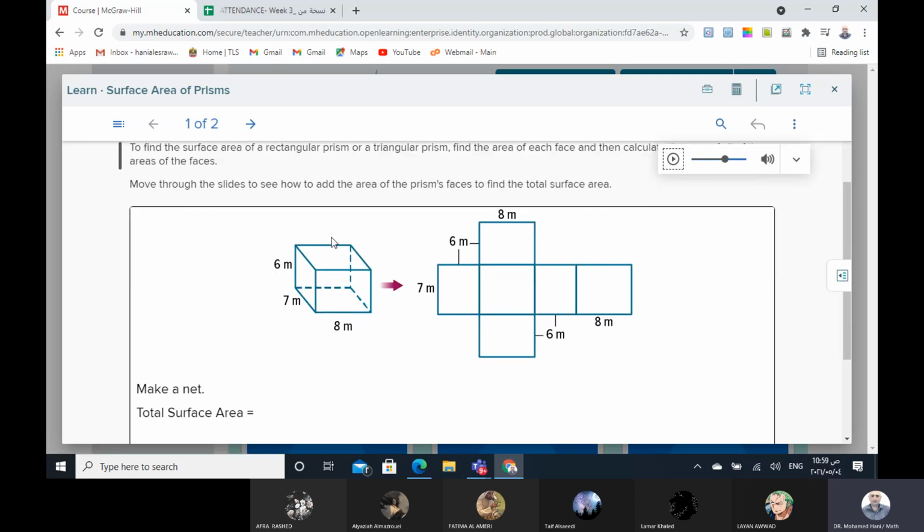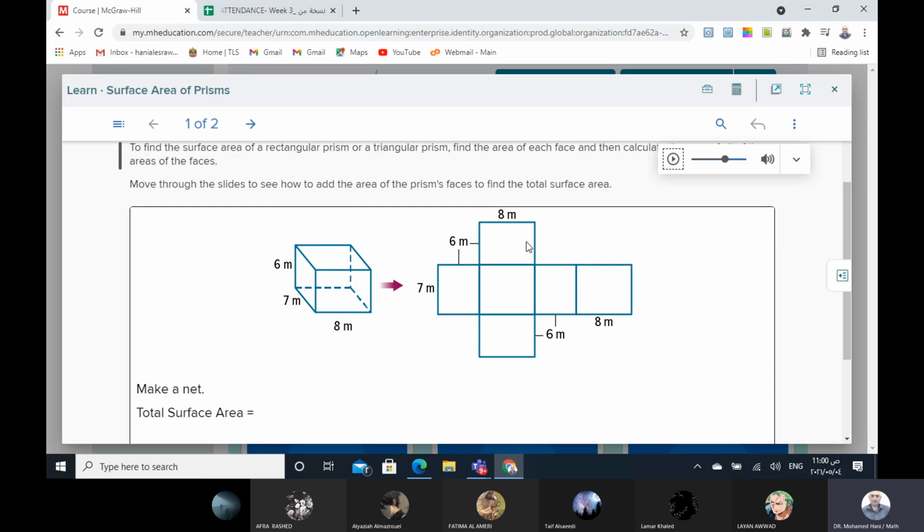Listen here, please. Here we have a prism. The volume means you have three dimensions. We have length, width, and we have height. So the amount inside this cube, this is the meaning of the volume. But if we draw the net, this is the net of the prism. As you see, this net includes many rectangles.